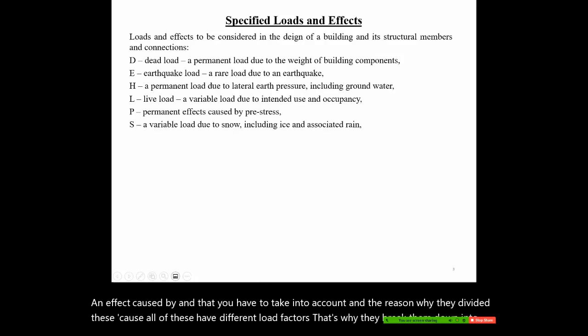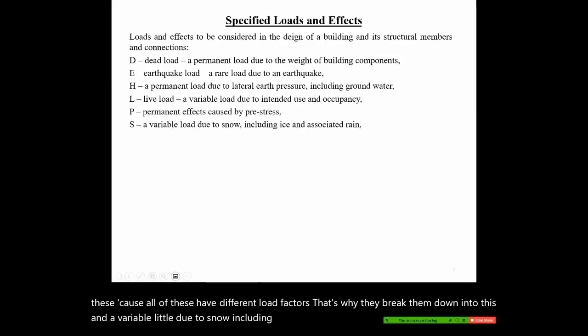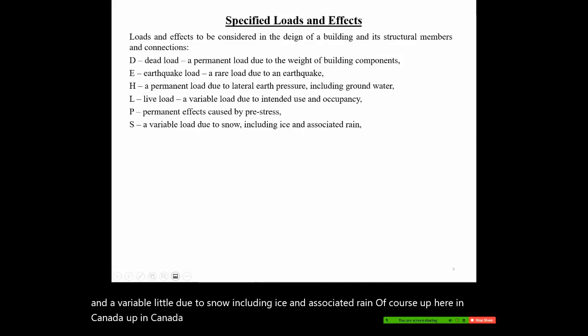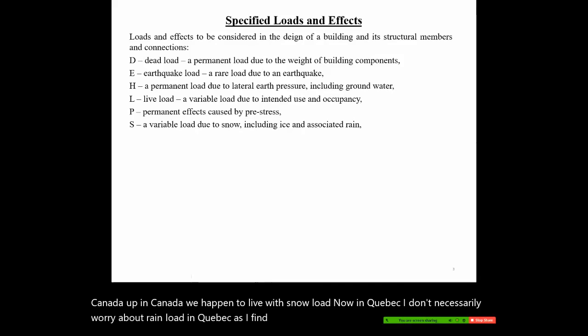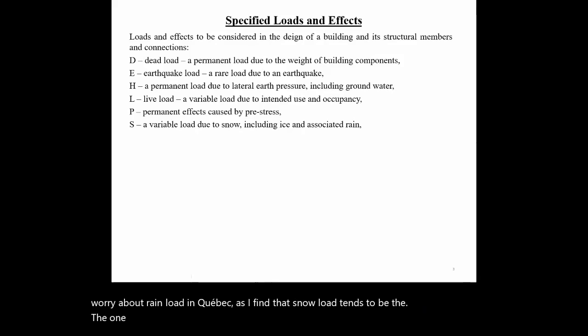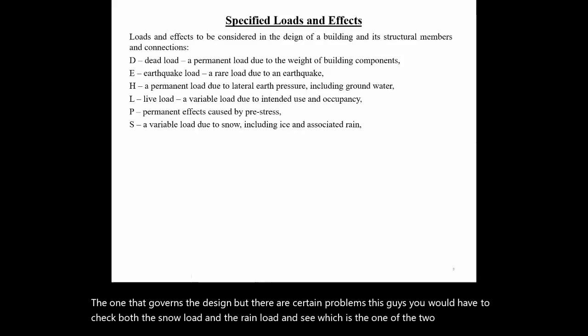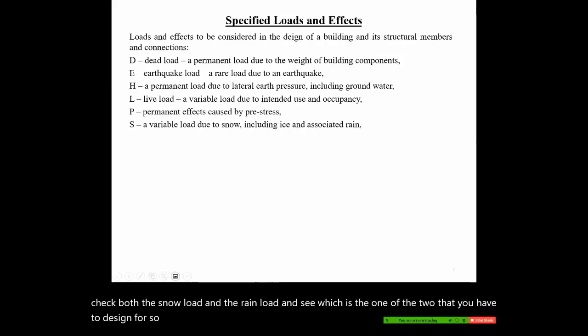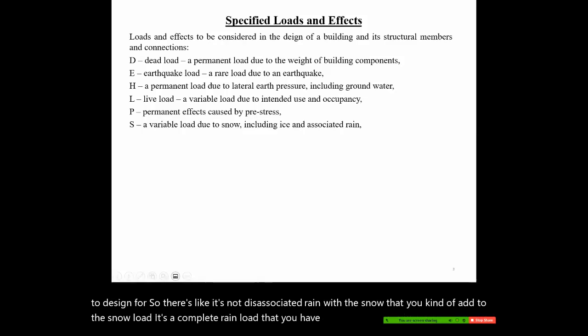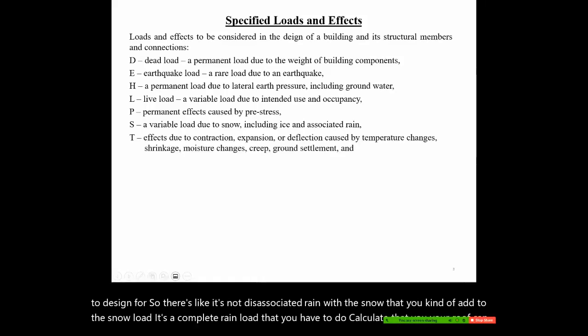And a variable load due to snow, including ice and associated rain. Of course, up here in Canada, we happen to live with snow load. Now in Quebec, I don't necessarily worry about rain load, because I find that snow load tends to be the one that governs the design. But in certain provinces, you'd have to check both the snow load and the rain load and see which of the two you have to design for. It's not the associated rain with the snow that you add to the snow load. It's a complete rain load that you have to calculate that your roof can be subjected to. And that's another thing you might have to consider.